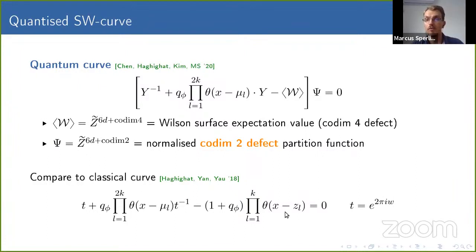And the quantum curve now is acting on the eigenfunction, which is the normalized co-dimension 2 defect. And we see in comparison to the classical curve that now the exponentiated variable t is replaced by shift operators. Everything that came from these mu-L terms, which are like flavor fugacities, remains the same. But everything that came from gauge fugacities has now been replaced by the Wilson surface expectation value. And this is the structure that we find.